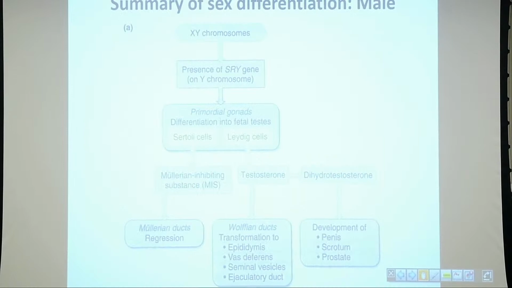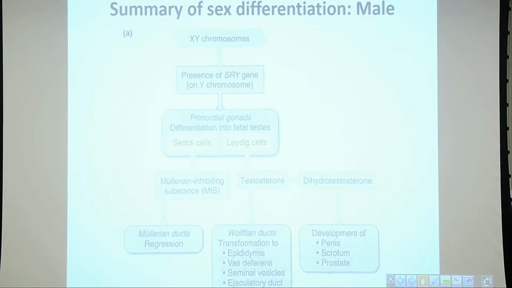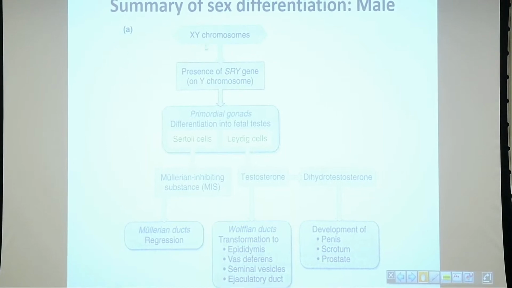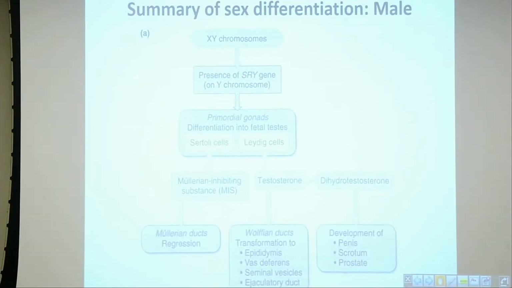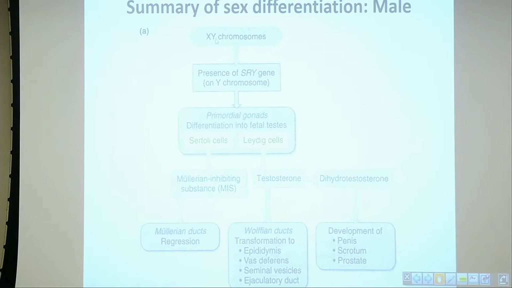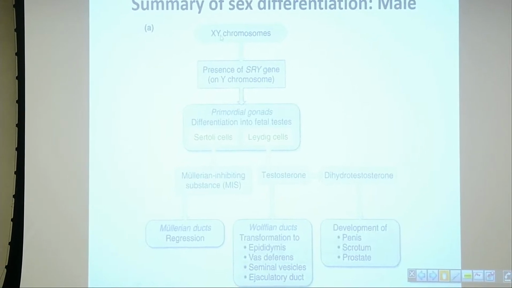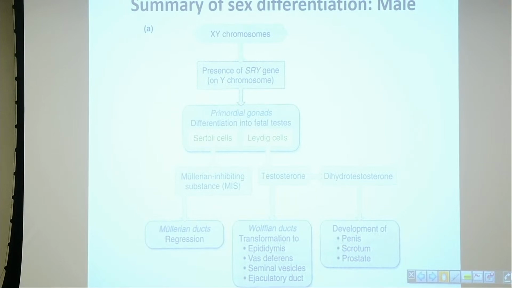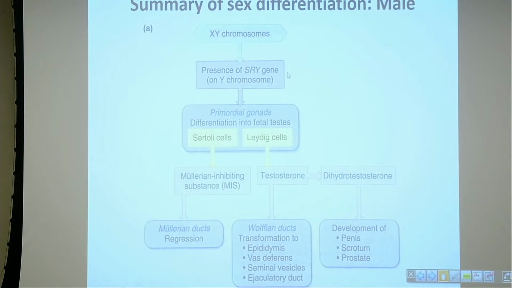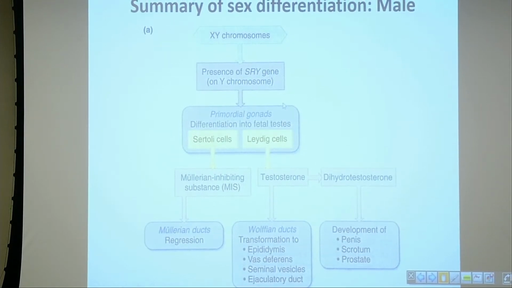To summarize what we have learned in the last 2 lectures: the sex differentiation in the male starts with the XY chromosome. That means an individual having an XY chromosome is a male, and this will lead to the presence of the SRY gene. We have seen that one. This is just a summary, so that you have all the information in one picture.